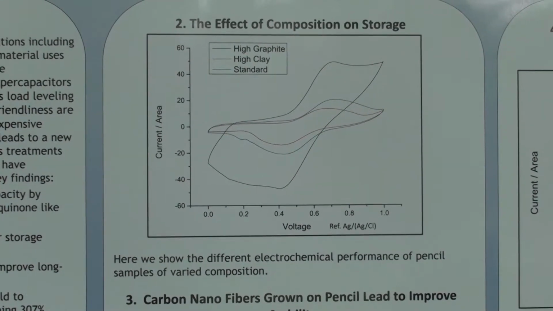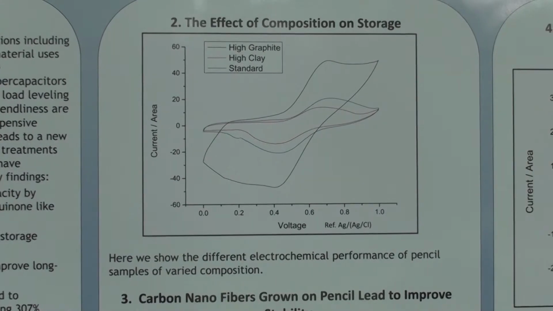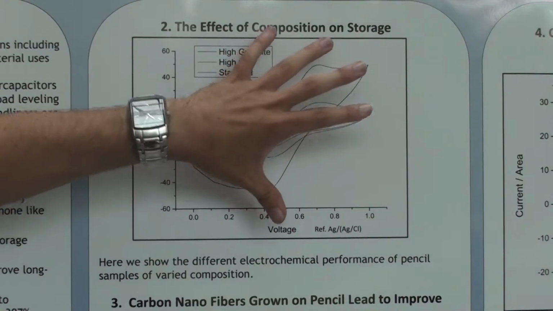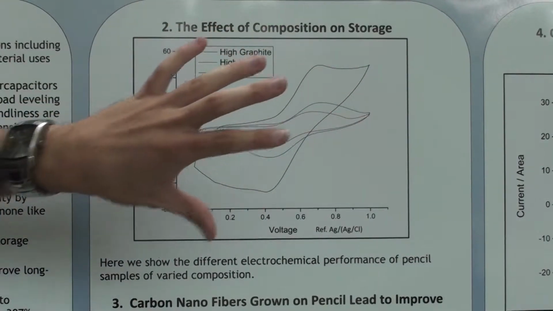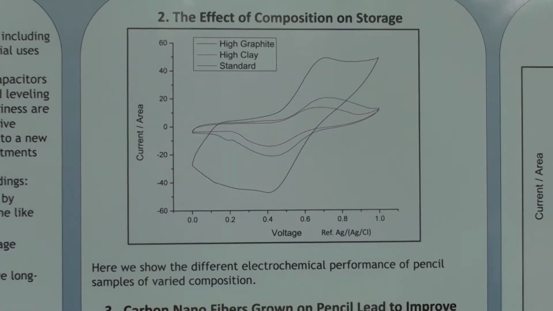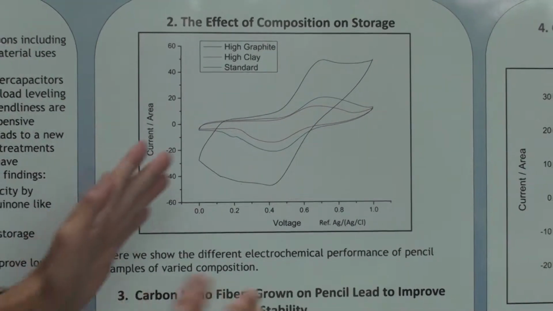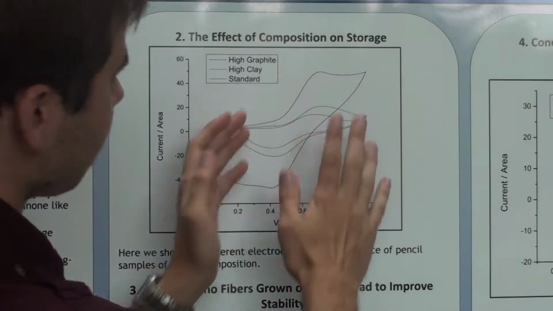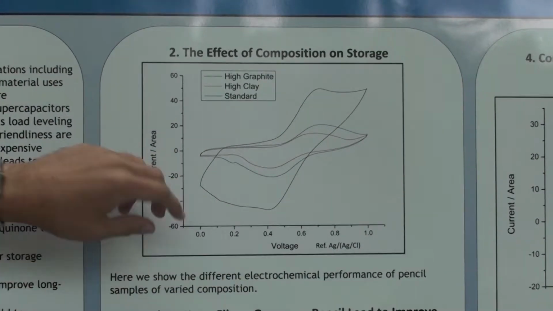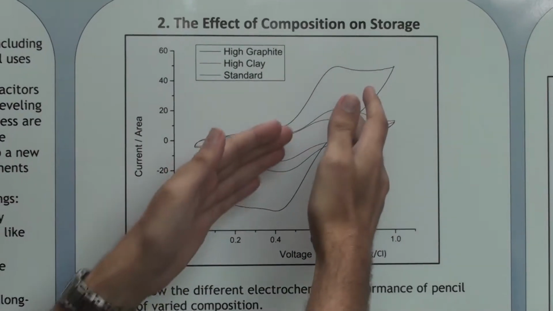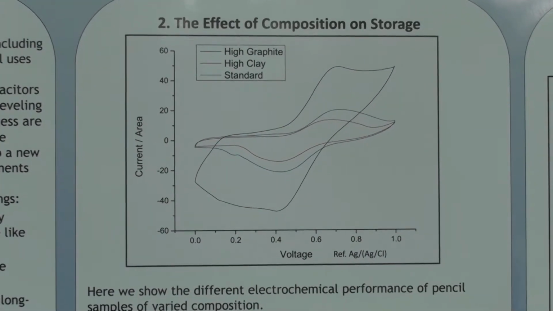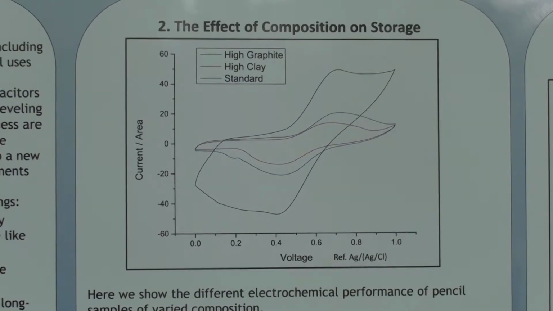And what we saw here, kind of predictably, was a large increase in energy storage in the high graphite samples. But curiously enough, we also saw very well-defined peaks in these curves in the higher clay samples. It's kind of hard to see in this figure because it's put on the scale of the high graphite, but these show a little bit more defined edges as to the redox peaks in the CV curve.